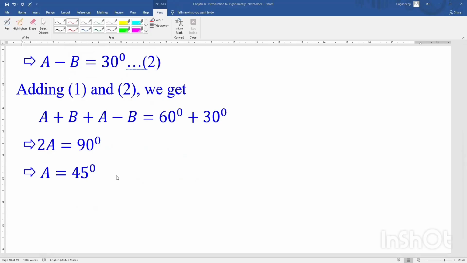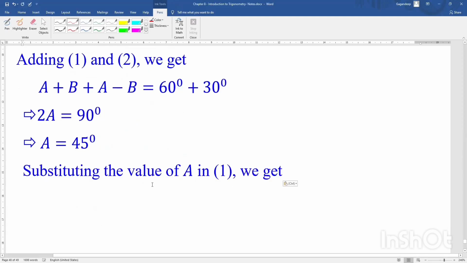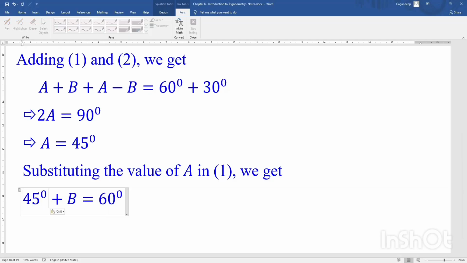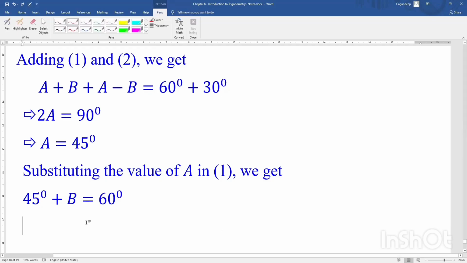Then substituting the value of a in equation 1 because I need to find out the value of b. So I'm going to put the value of a in 1. Now I have the equation a plus b as 60 degree from equation 1, and I can substitute this a value as 45 degree. So here I put a as 45 degree, and in the next step, I can write it as.